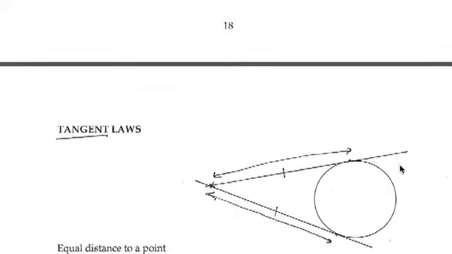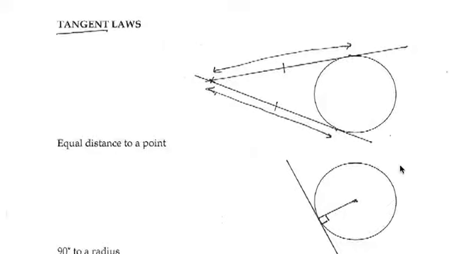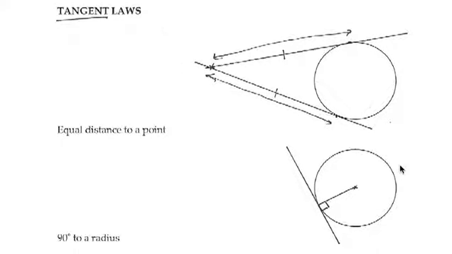And then finally we move on to tangent laws. There are two relatively straightforward ones to start with, which is that any two tangents, where a tangent is a line which just clips the circle, any two tangents which start from the same point out here will be the same length. So that length from there to where it meets the circle is the same as this length from there to where it meets the circle. And another simple tangent law is that a tangent always meets the circle at 90 degrees, or it always meets the radius at 90 degrees.